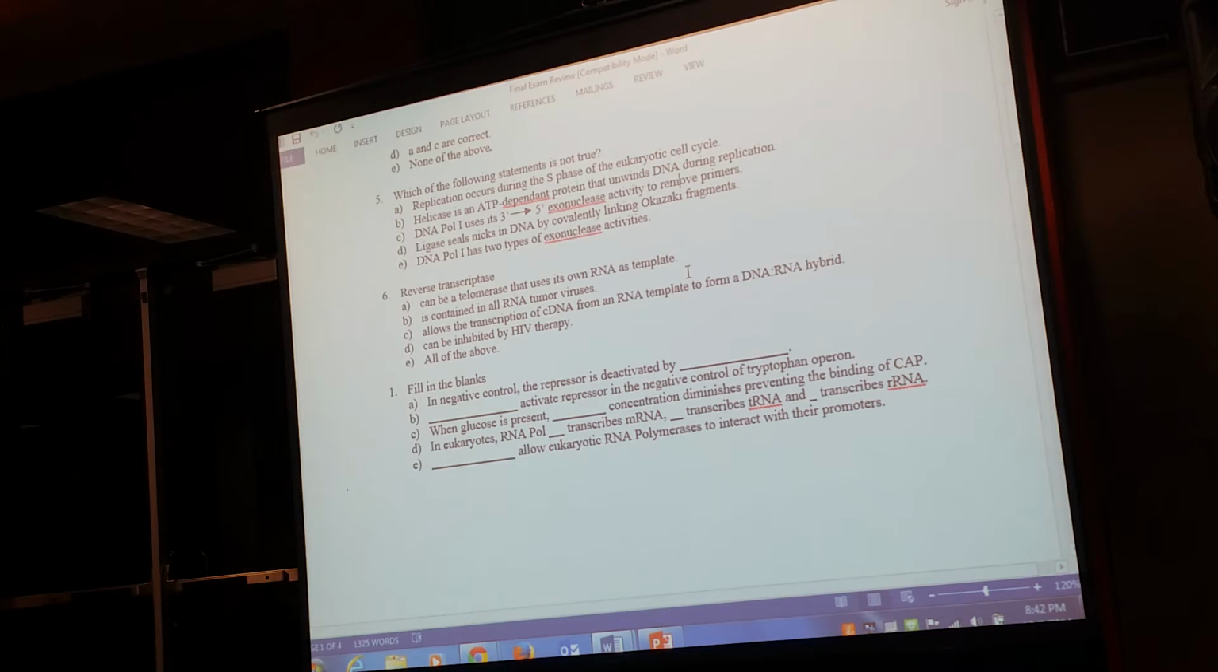Okay, talking about reverse transcriptase. Can reverse transcriptase be a telomerase that uses its own RNA as template? Yes, and that is what a telomerase is. It extends DNA sequences by adding RNA nucleotides, and then it does reverse transcription to replicate DNA.